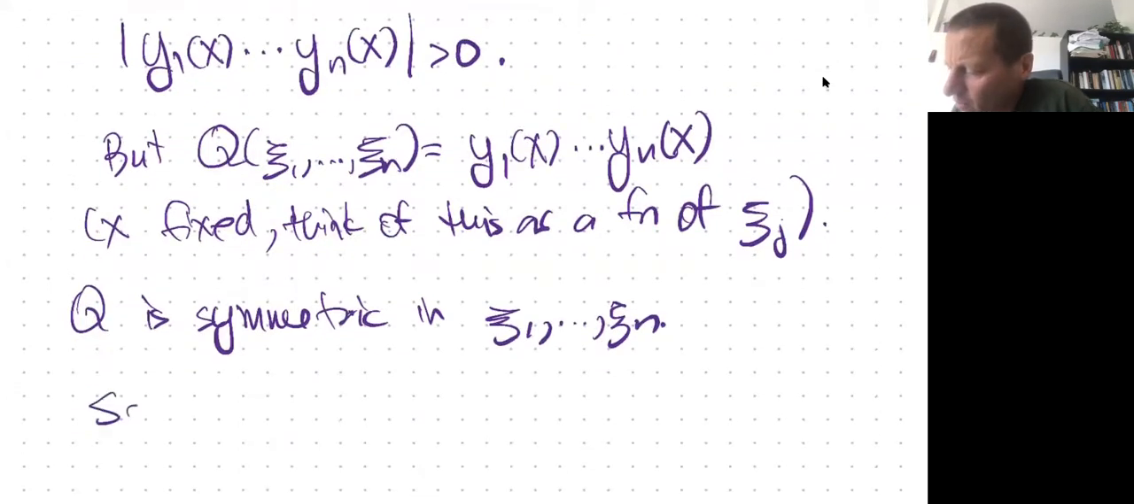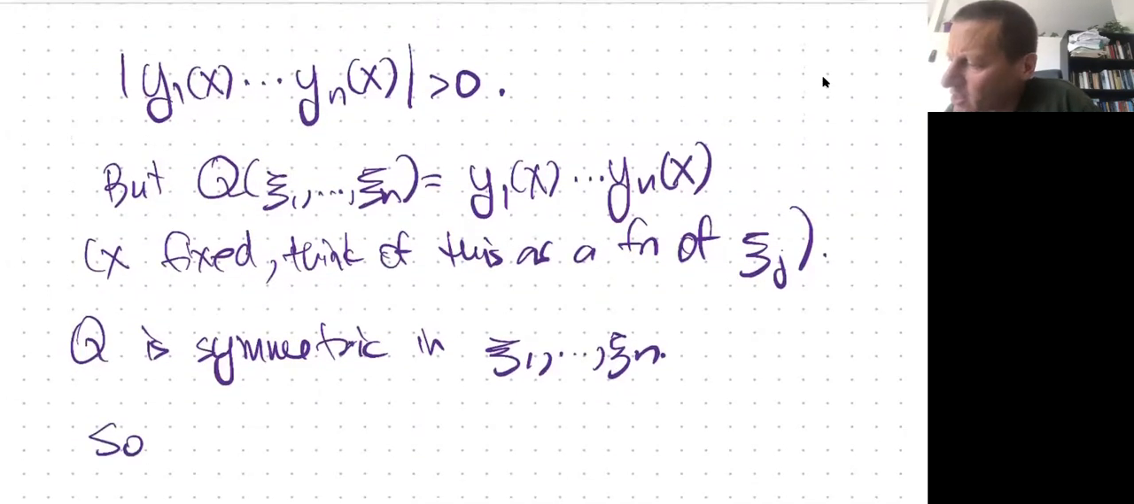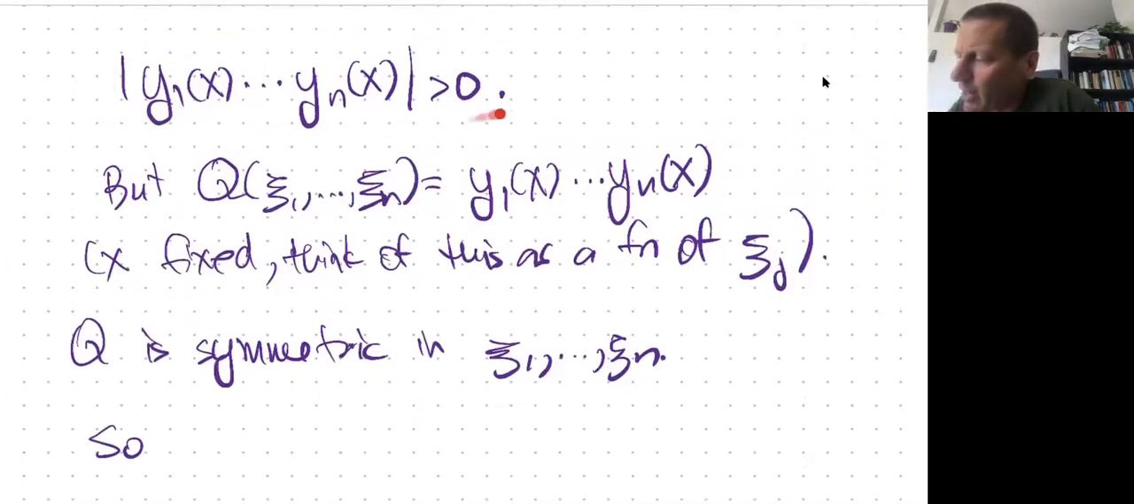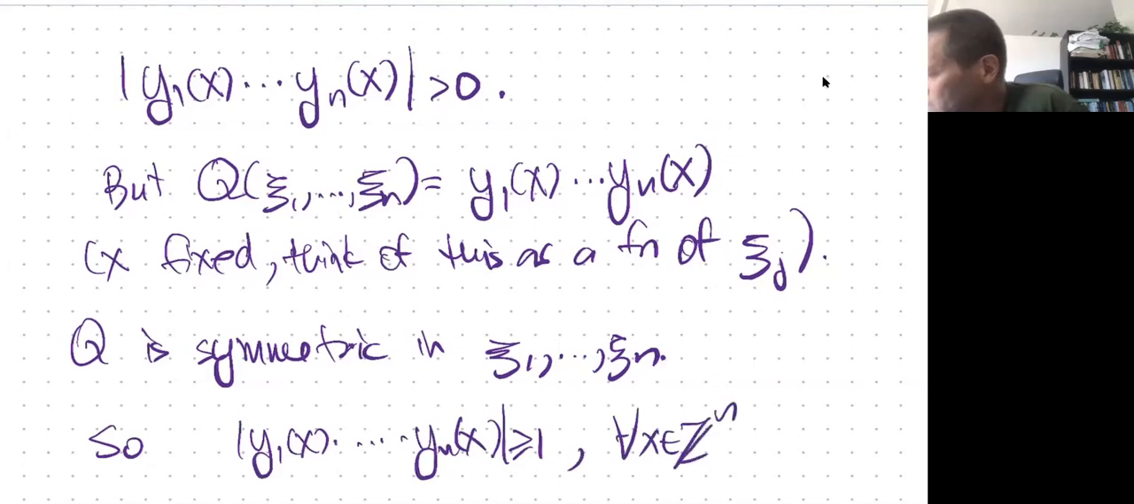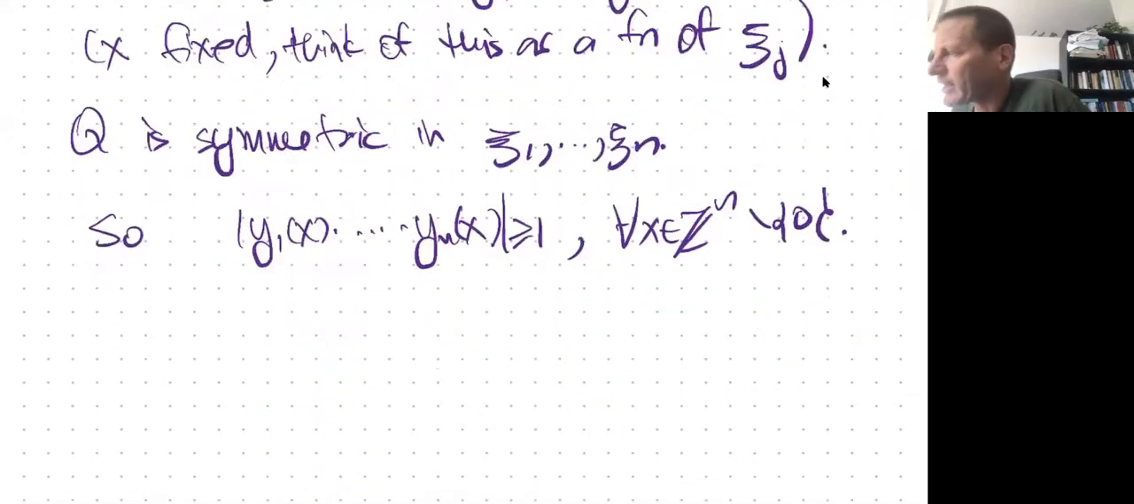And so this, and we already saw that it's non-zero. And by the fact that I gave you before, it's at least 1. So now we're getting that y1 of x times etc. times yn of x is at least 1 for x in Zn except 0. Okay, now let's define a norm and a lattice.